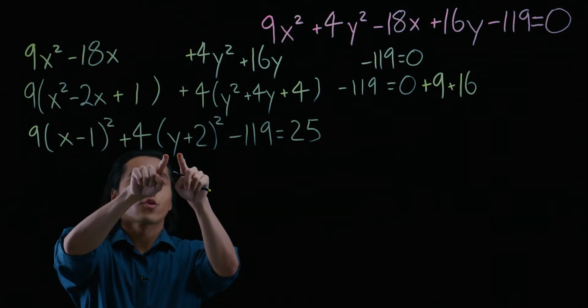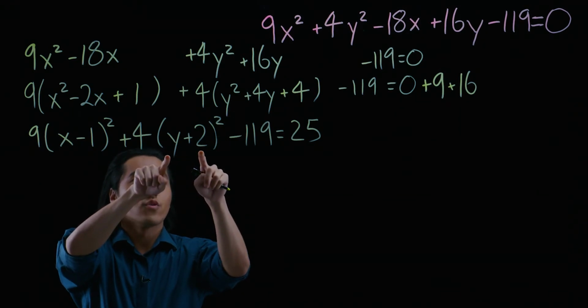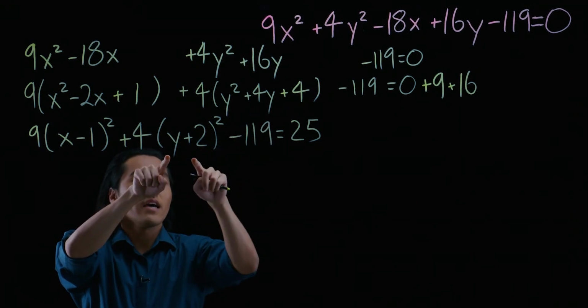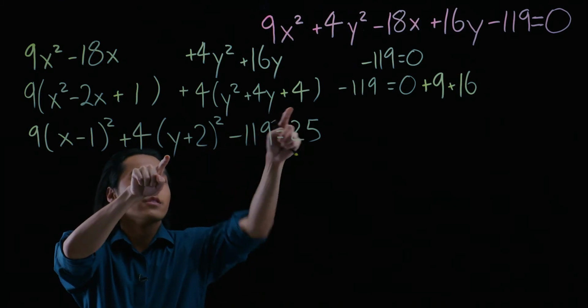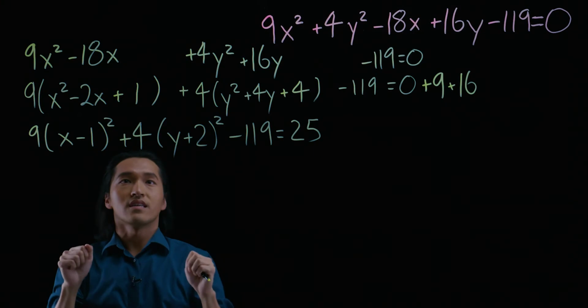Same goes over here. y squared is y squared. y times 2 is 2y. 2y plus 2y is 4y. And then 2 times 2 is 4. Right? So we've double checked our work. All of this makes sense.